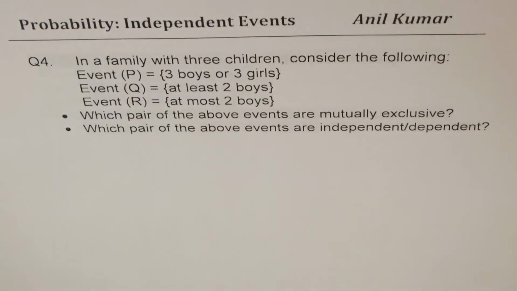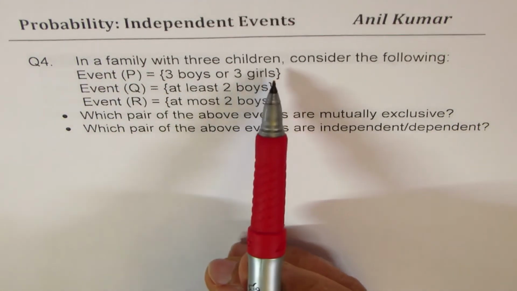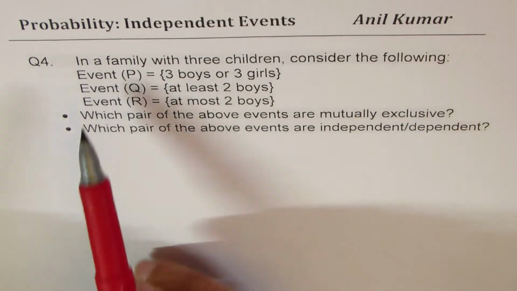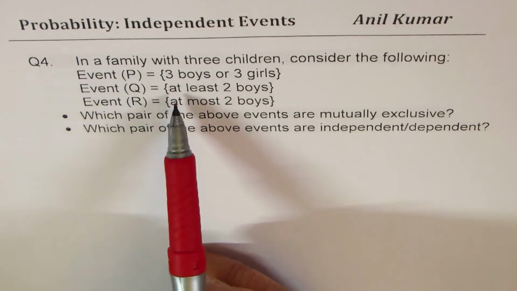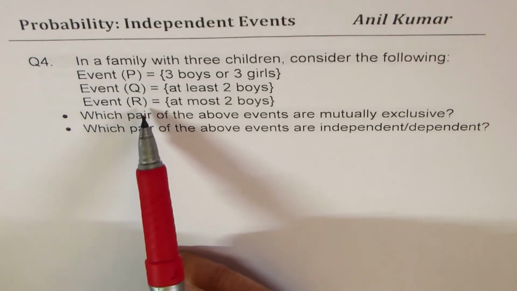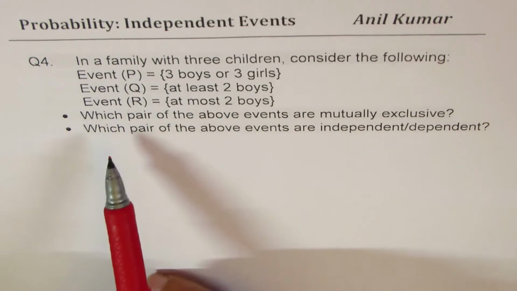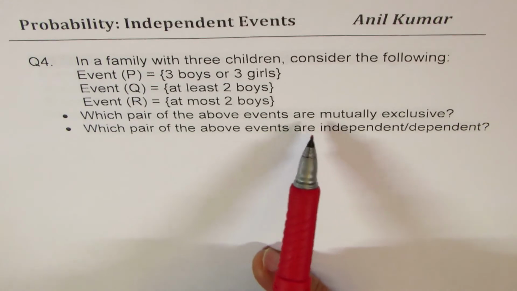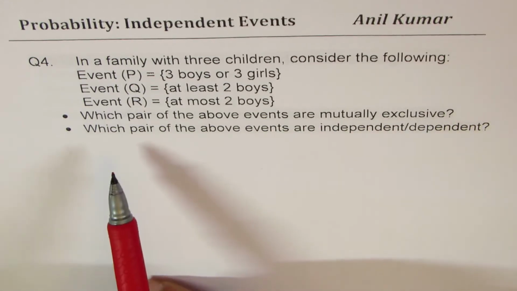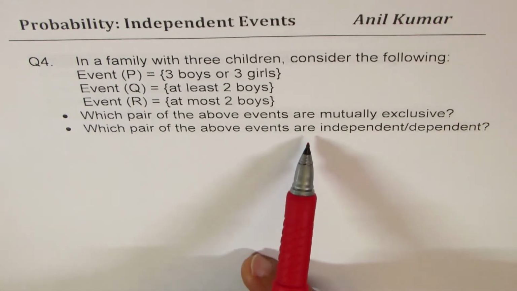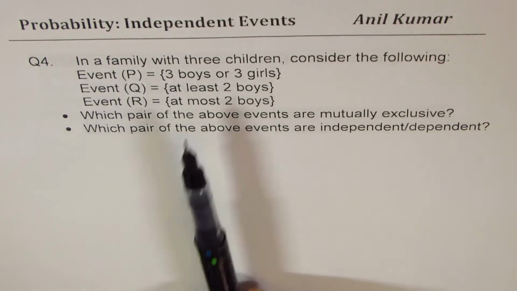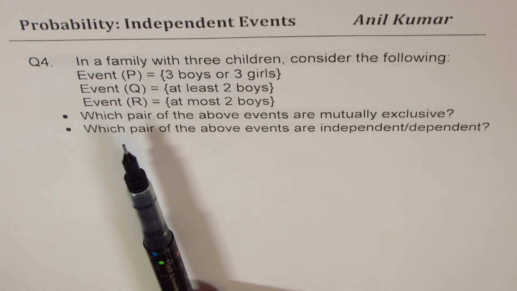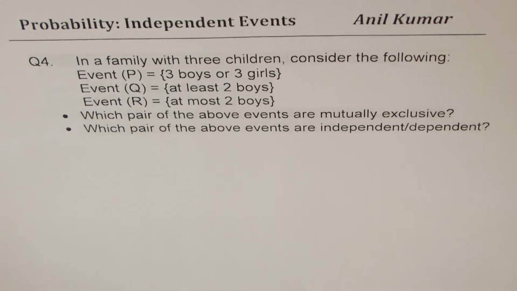Let's take example 4, which is: in a family with 3 children, consider the following. Event P is 3 boys or 3 girls. Event Q is at least 2 boys. Event R is at most 2 boys. Which pair of the above events are mutually exclusive, and which pair of the above events are independent or dependent events, right? So we'll discuss this and then we can get back to our question number 3. I hope that makes sense, right?